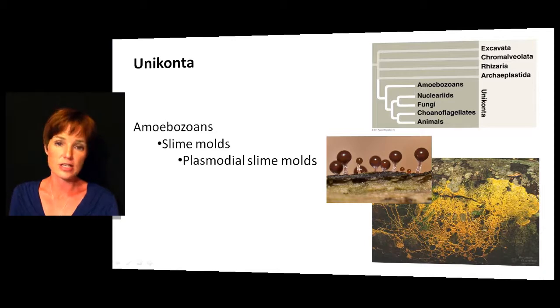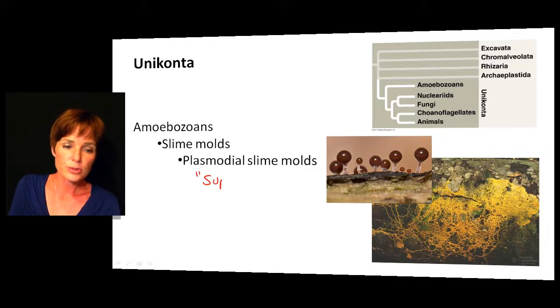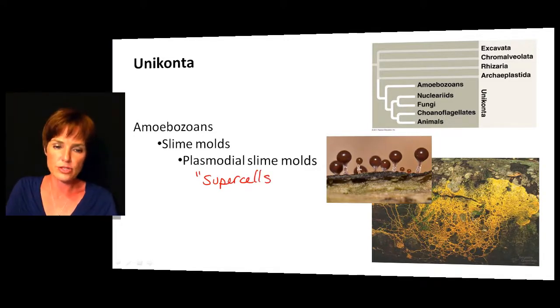The plasmodial slime molds are really quite odd little organisms, because this is a mass of nuclei, essentially, that's not divided into individual cells. So a lot of times these are called supercells, because you seem to have one major cell that just has a ton of nuclei in it, because we have mitotic division and there's absolutely no cytokinesis taking place.